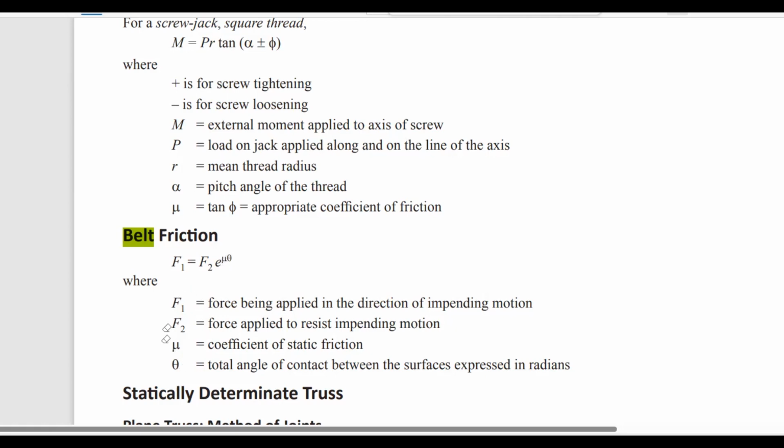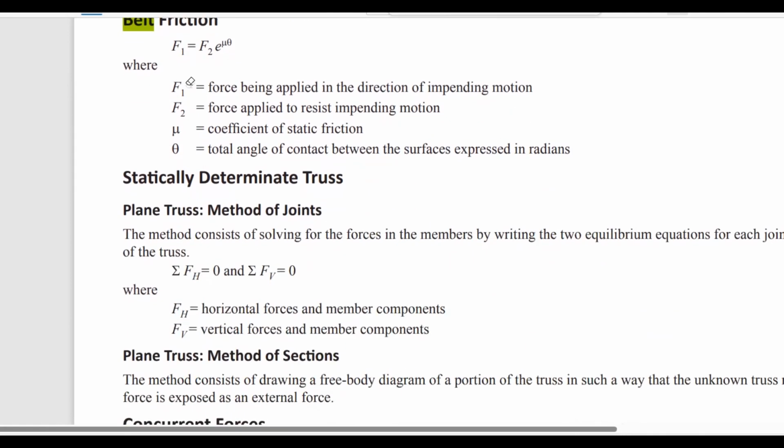And then lower down you have explained what each coefficient is. F1 and F2 are the forces, mu is the coefficient of static friction, and theta is the total angle of contact between the surfaces expressed in radians. So here you're told it's expressed in radians, which is great. I'm going to show you what theta is.